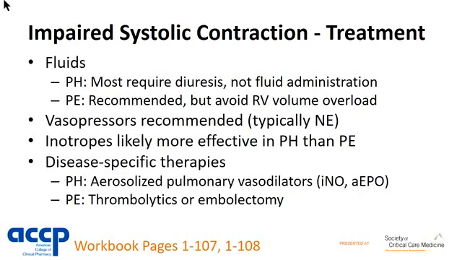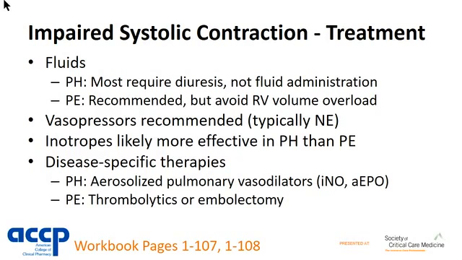In terms of impaired systolic contraction, and you'll see this predominantly in settings of pulmonary hypertension, most require diuresis. Again, the touch point between what's the right amount of diuresis and what's the right amount of fluid that's needed in the right ventricle is really difficult to manage and can be patient-specific.